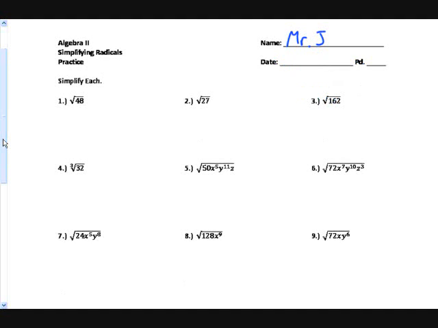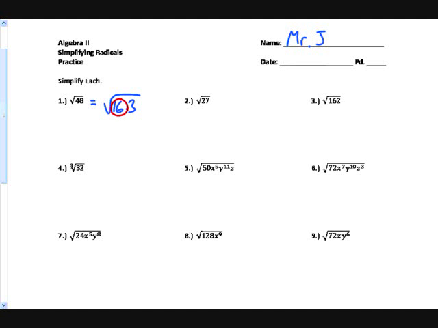Taking a look at these first couple, when we're doing the square root, in order to take the square root of something, it's got to be a perfect square. So I want to break these into perfect squares and then take the square root of each perfect square. For example, 48 can be expressed as 16 times 3. And 16 is a perfect square. Now, there are other perfect squares that divide evenly into 48, but 16 is the largest perfect square, and we always want to try to find the largest perfect square.